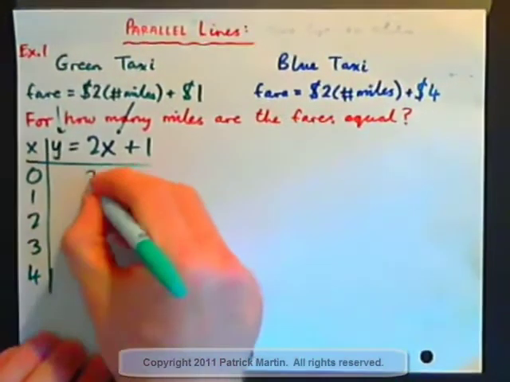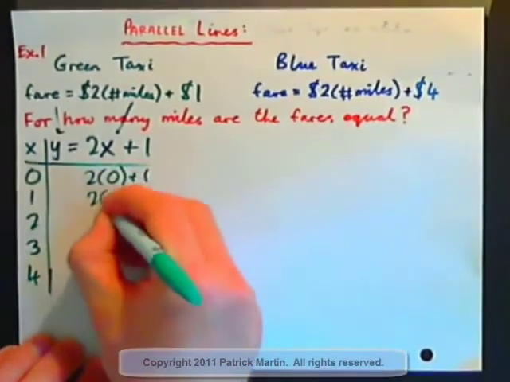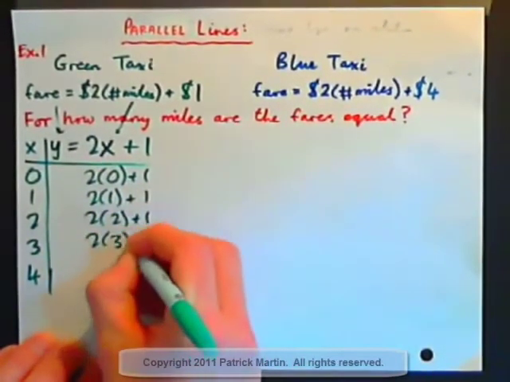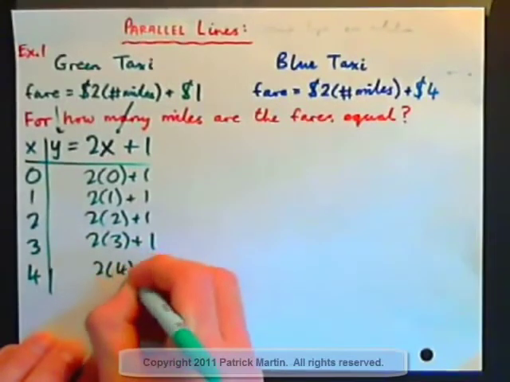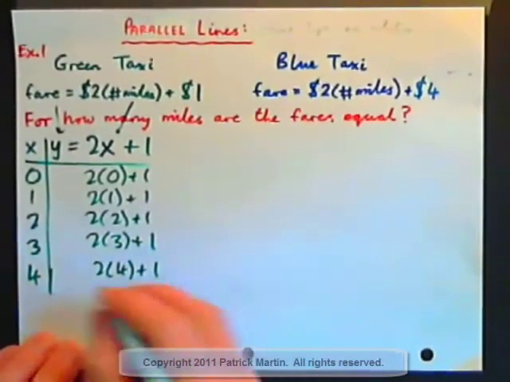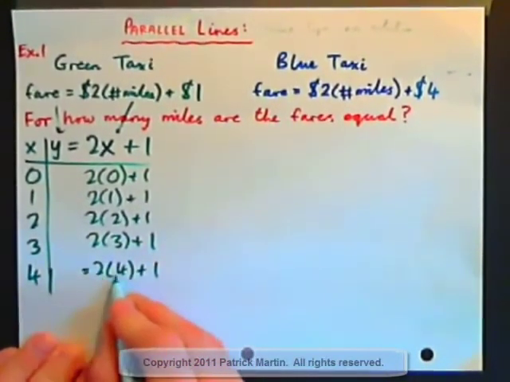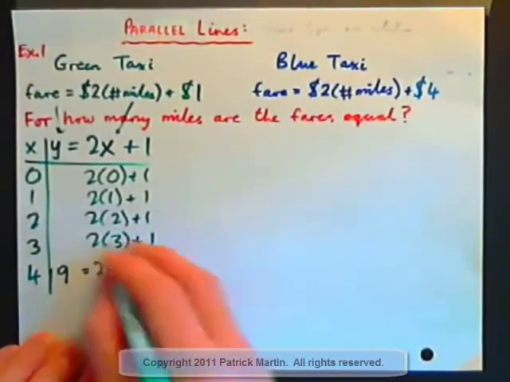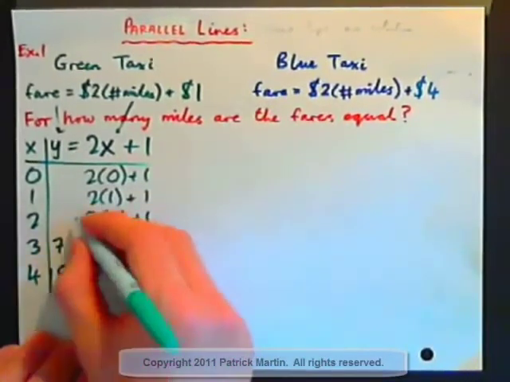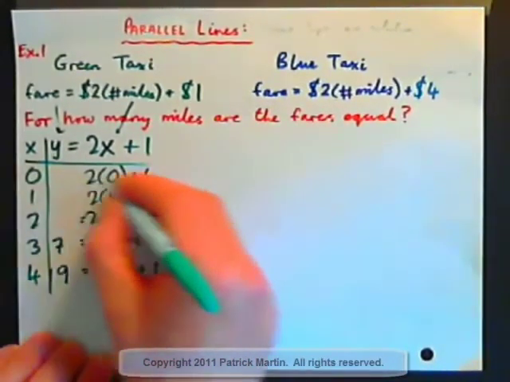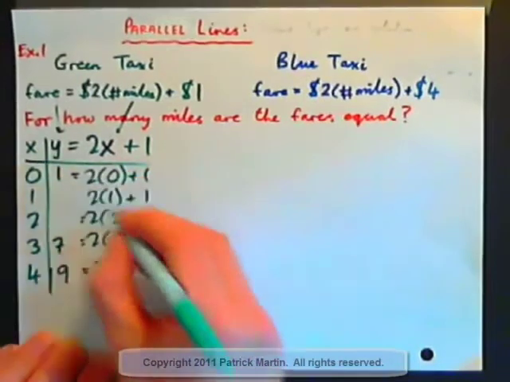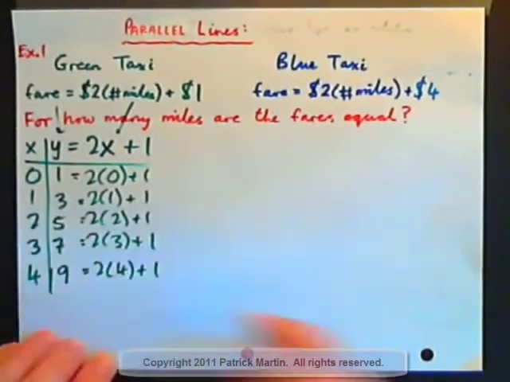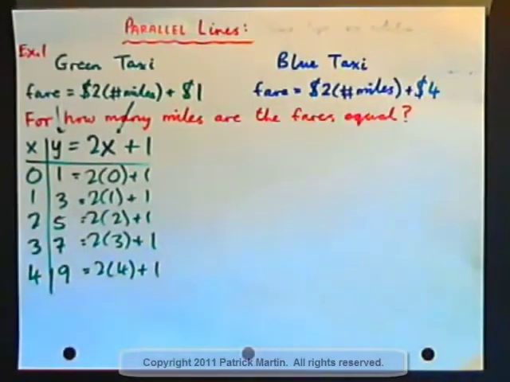Okay, now I'll do it. So it's 2 times 0 plus 1, 2 times 1 plus 1, 2 times 2 plus 1, 2 times 3 plus 1, 2 times 4 plus 1. And it should work out like this. If I go 4 miles, that's $8 plus 1, $9 is the fare. If I go 3 miles, that's 6 plus 1, $7 is the fare, and so on. If I go 0 miles, the fare is $1. If I go 1 mile, the fare is $3. Go 2 miles, the fare is $5. Right? So that's the green taxi.